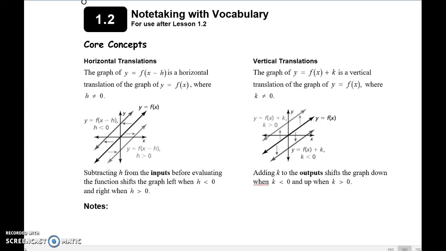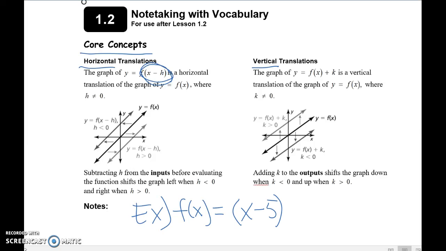Go to page 9 in your journal and take a look at the core concepts. On this page, we talk about horizontal translations and vertical translations. Looking at a horizontal translation, that means the plus or minus a number is inside the parentheses with the x. An example would be something like f of x equals (x minus 5) all squared. This would tell me it's a horizontal translation 5 units.